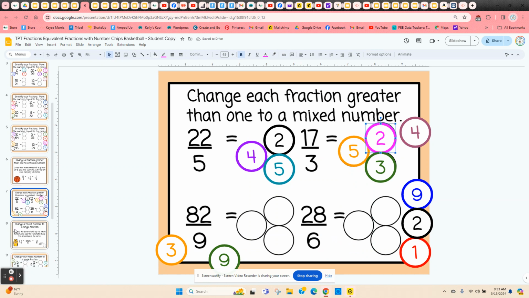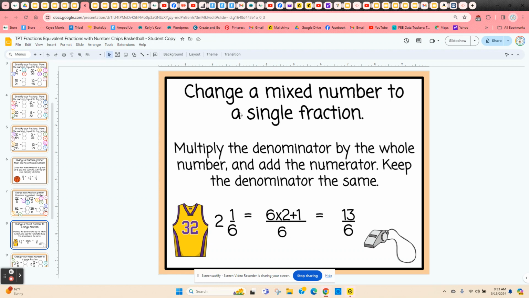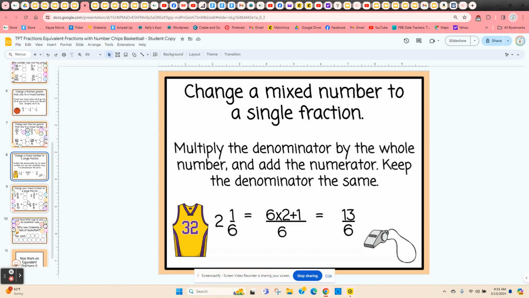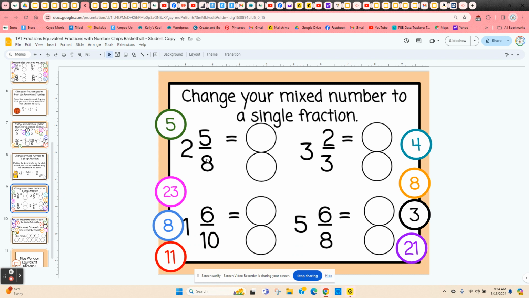Now, when we get to the next slide, it explains to the students how to change a mixed number to a single fraction. So here we have 2 and 1/6. We're going to multiply the denominator times the whole number, add the numerator, and that will be the numerator of our fraction. So 6 times 2 plus 1, and then the denominator stays the same. So we end up with 13/6. They're going to do that with number chips on the next slide. So here we get 8 times 2 is 16, plus 5 is 21, and denominator stays the same.